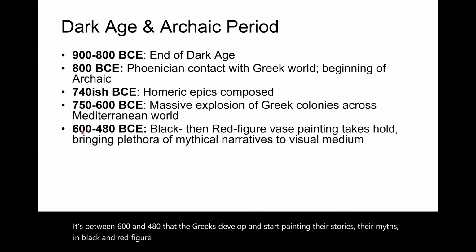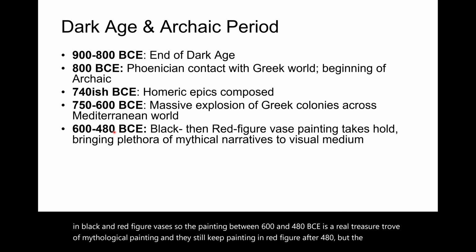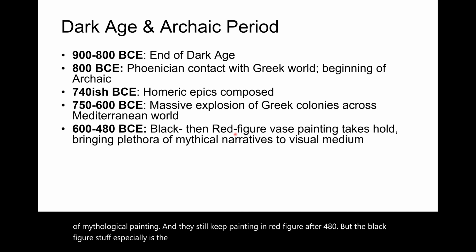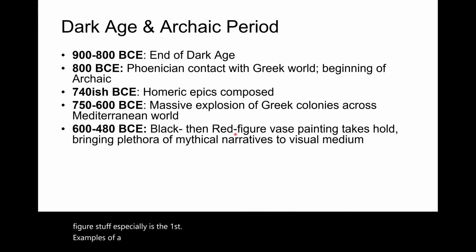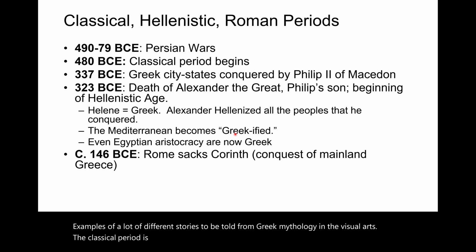So the painting between 600 and 480 BCE is a real treasure trove of mythological painting, and they still keep painting in red figure after 480. But the black figure stuff, especially, is the first examples of a lot of different stories to be told from Greek mythology in the visual arts. The classical period is defined by the Greeks finally defeating the Persians in the Persian Wars. The movie 300 was about this.